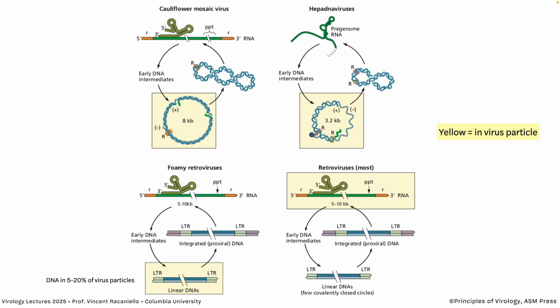Now, most retroviruses have RNA in the virus particle. So these cauliflower are a different family. They're not retroviruses. But a set of retroviruses called foamy retroviruses, they're called that because they make infected cells look foamy, package DNA. 5 to 20% of virus particles actually package DNA. Again, because reverse transcription begins in the producer cell. So you can see a hybrid of this reproductive strategy in these different viruses.